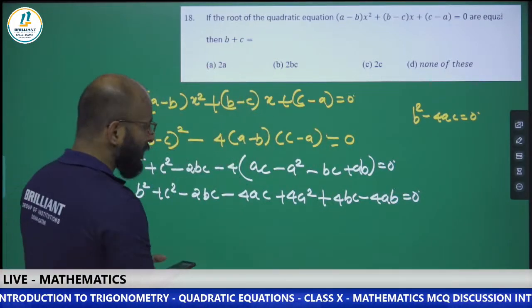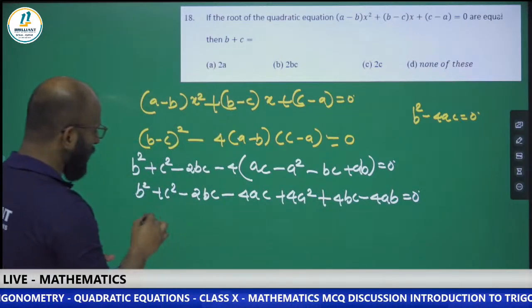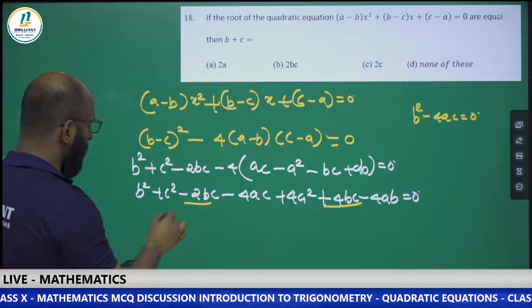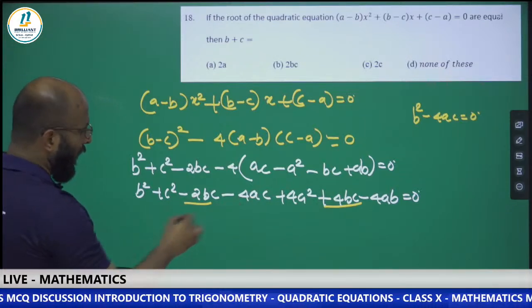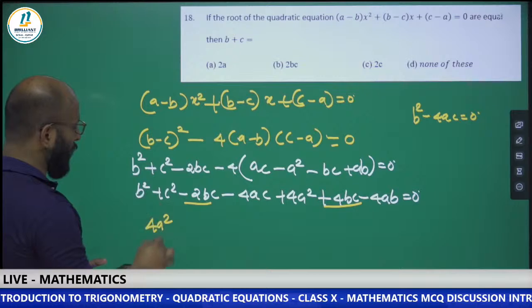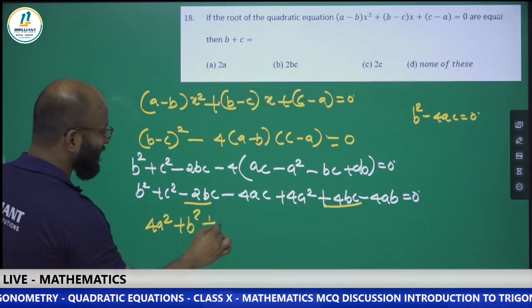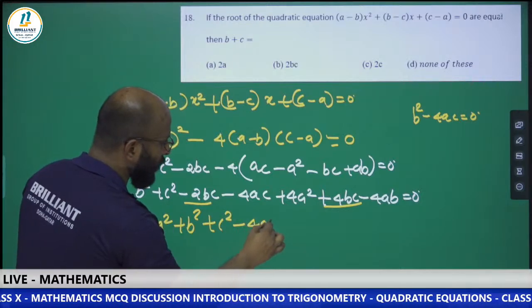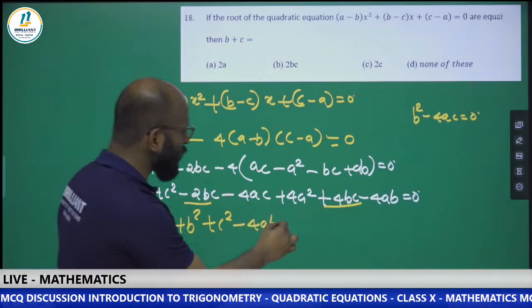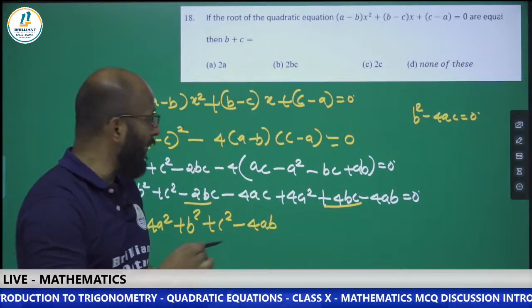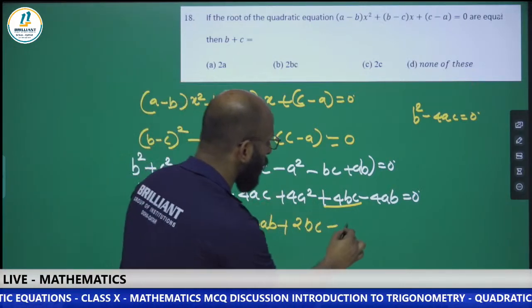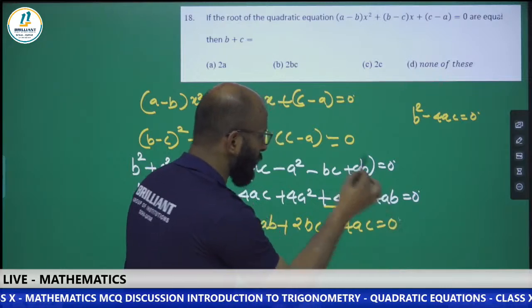Yes. Then the next step we can write. Look at here. Minus 2bc and plus 4bc we can combine, right? So I will write 4a square first: 4a square plus b square plus c square, then minus 4ab, then minus 2bc plus 4bc, what is that one? Plus 2bc, then minus 4ac is equal to 0.